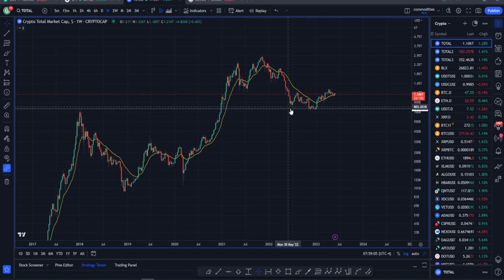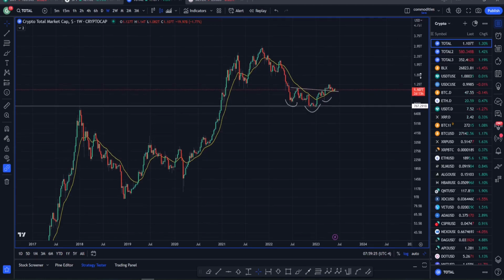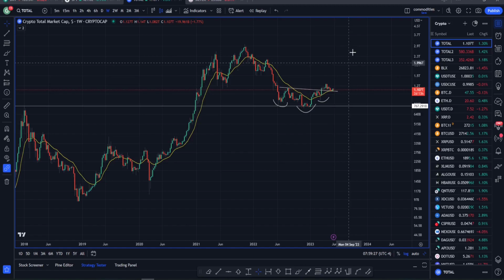And if you look here, we kind of had an inverse head and shoulders, which is a bullish reversal pattern here. As you can see with your left shoulder, your head, your right shoulder, and then we do have our neckline right here. And this could also be just a backtest of this neckline, which is very typical for head and shoulders type patterns before you get that full reversal to the upside.